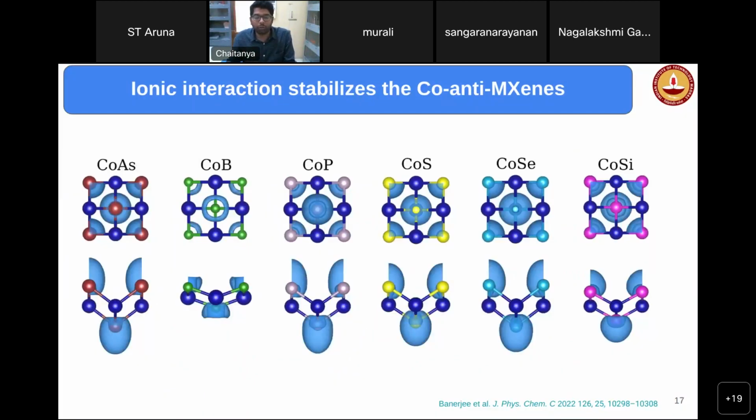If we ask, we have plotted what are known as the electron localization functions, as you can clearly see from these ones. This is the metal atom and this is the non-metal atom, and you can see that the electron cloud is majorly localized on the non-metal atoms. That means this is an ionic type interaction which is stabilizing these systems. On the metals, there is no such electron cloud. So that means electrons are completely localized on the non-metal atoms. You can see an anion-cation type of interaction, which is nothing but the ionic type of interaction, which is stabilizing these materials.